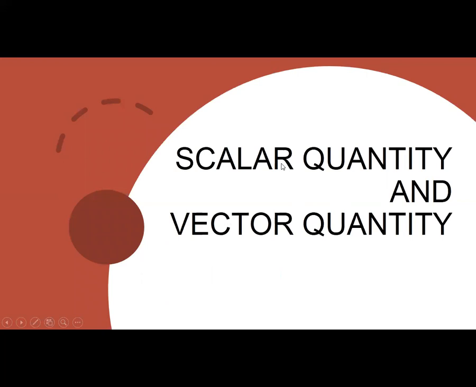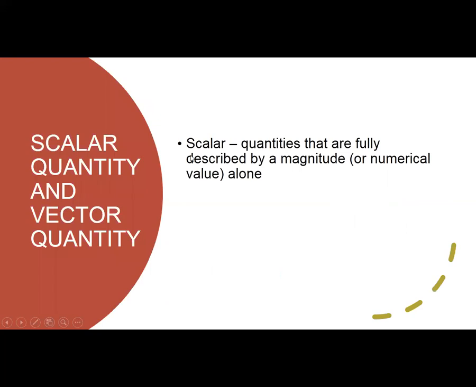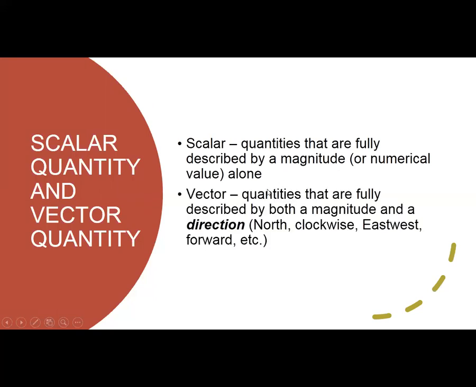Okay, let's move on to scalar quantity and vector quantity. Scalar are quantities that are fully described by a magnitude or numerical value alone, while vector are quantities that are fully described by both a magnitude and a direction. Example, north, clockwise, east, west, forward, etc. So basically, the difference between these two is that vector is accompanied by a direction. So kahit anong quantity na merong direction, siya ay vector.